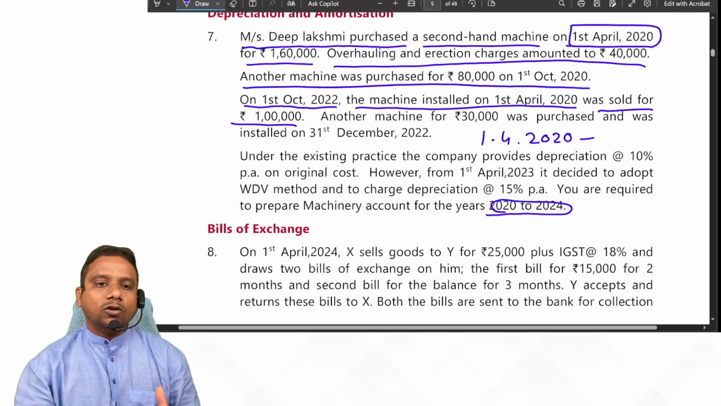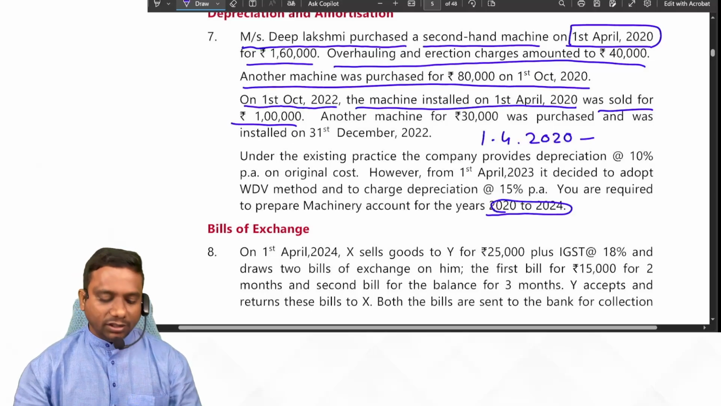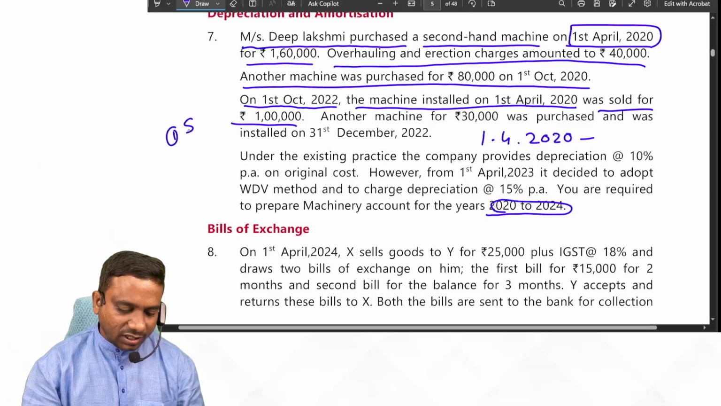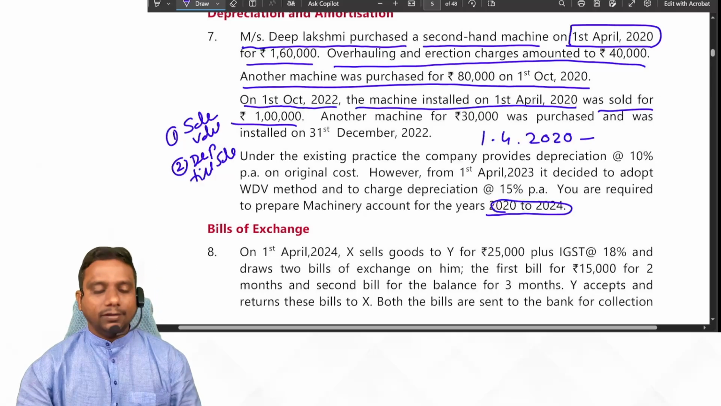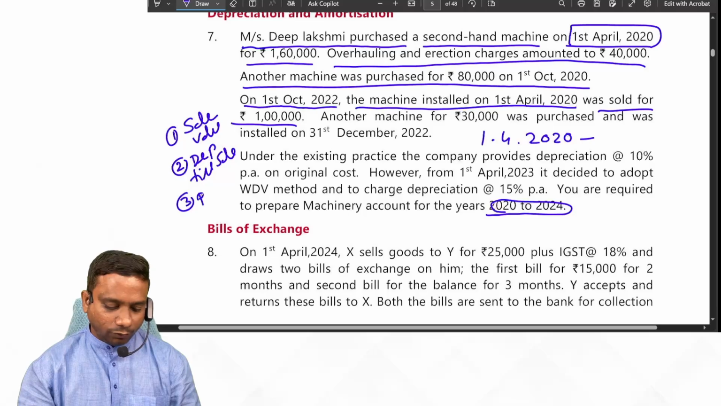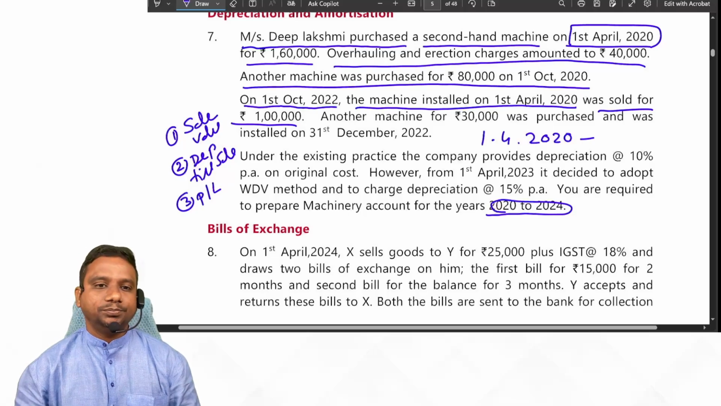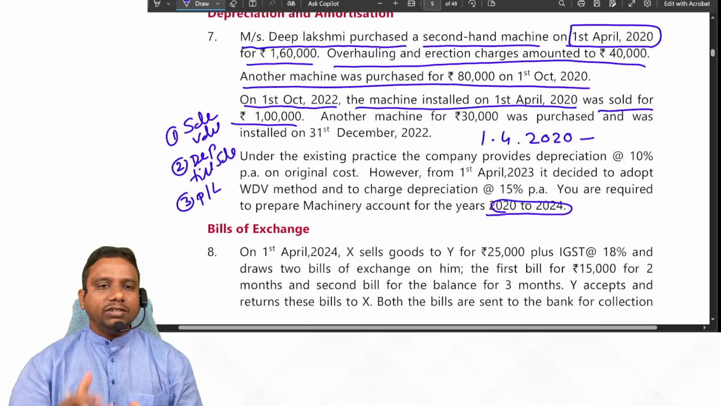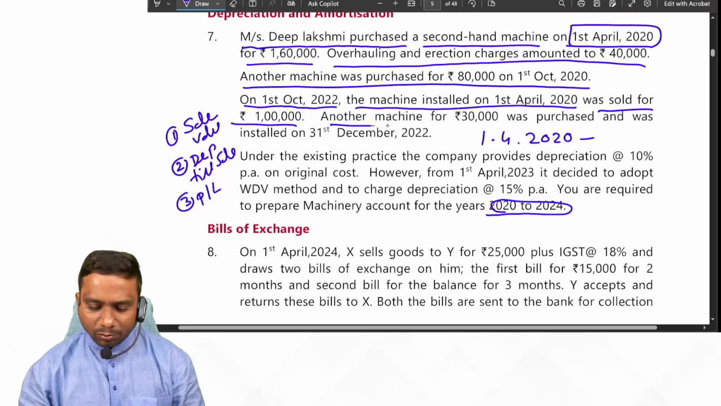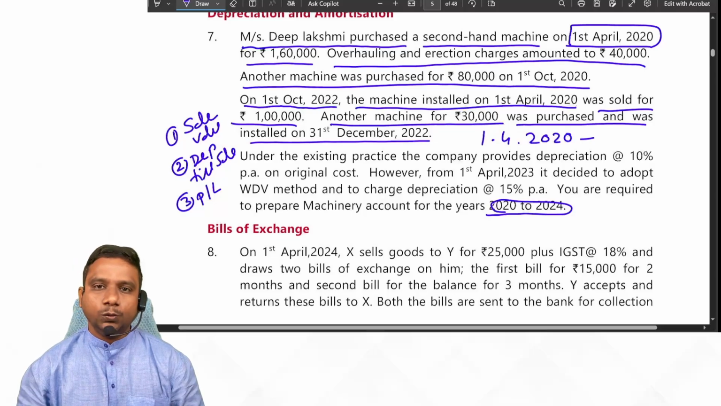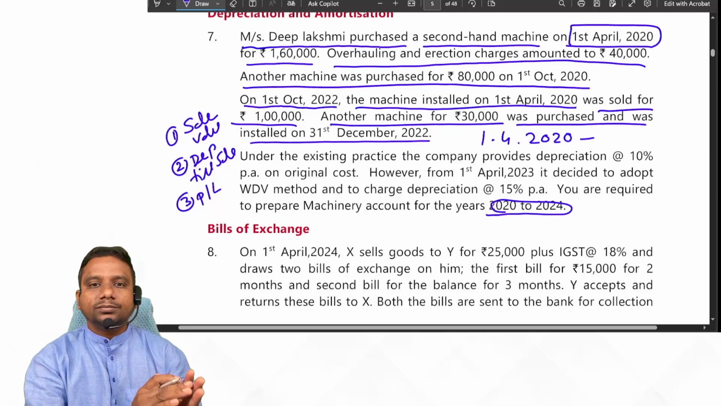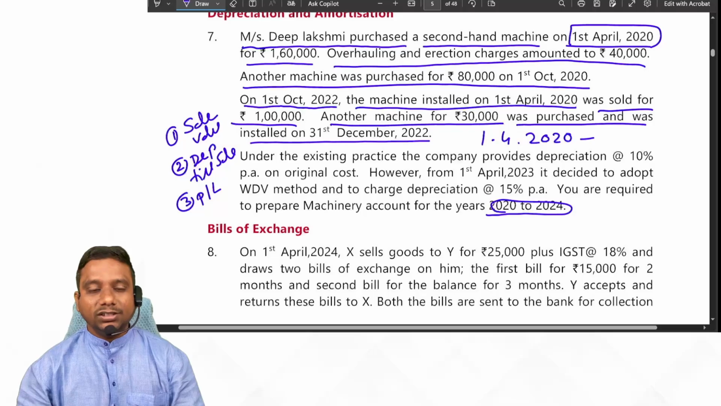At the time of sale of machine, we need to calculate three things. One, sale value. Two, depreciation till sale. Three, profit or loss on sale of the asset. These three we need to calculate. Next, another machine for 30,000 was purchased and installed on 31st December 2022. We sold on 1st October and purchased another machine on 31st December.